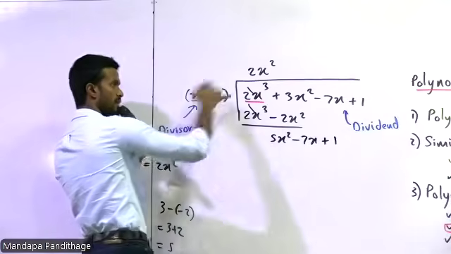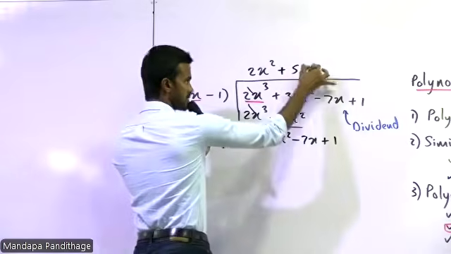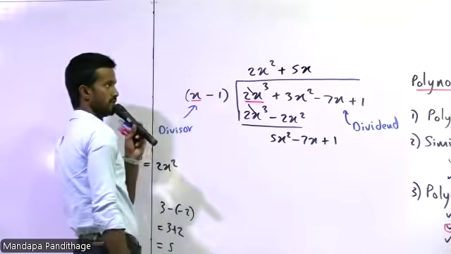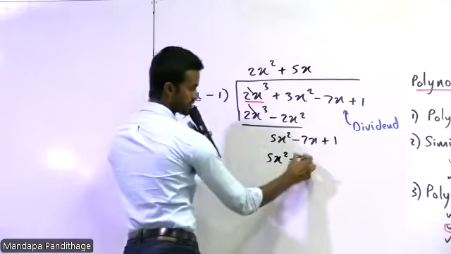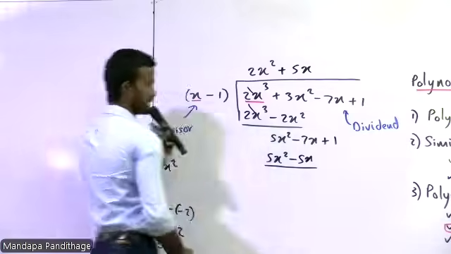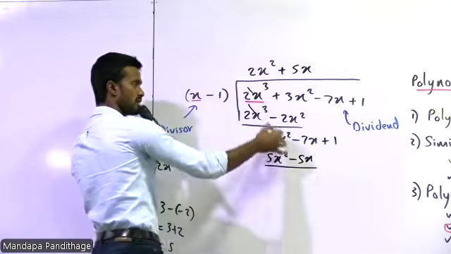5x squared divided by x is 5x. When you multiply, it's 5x squared minus 5x. You get minus 5x. So now again subtract, these two cancel off.